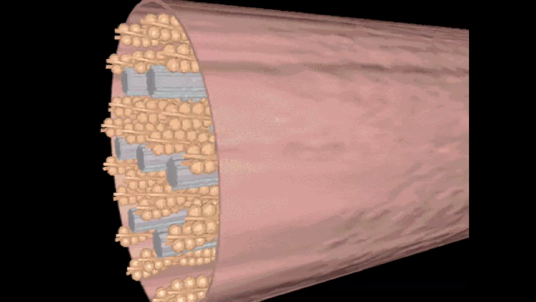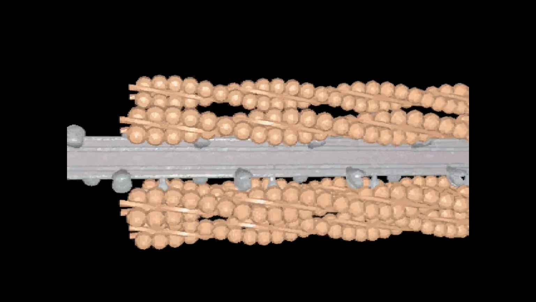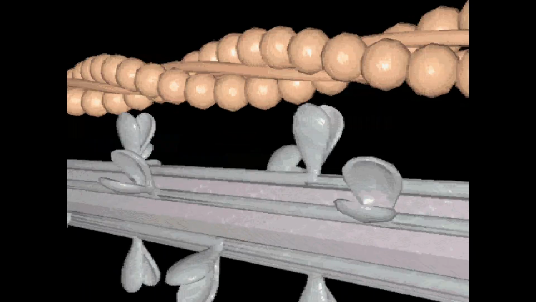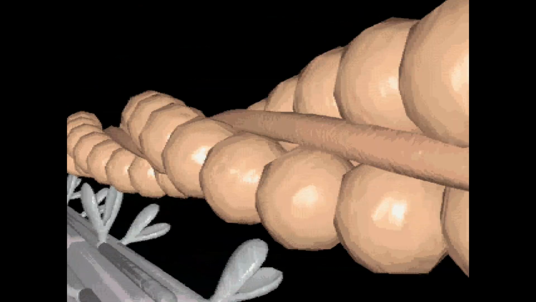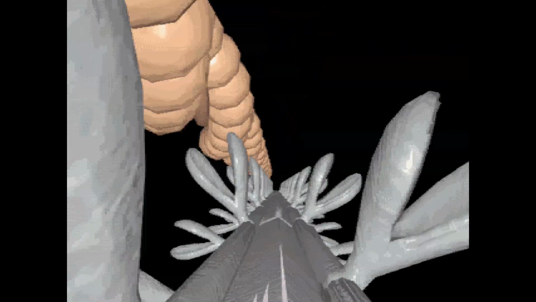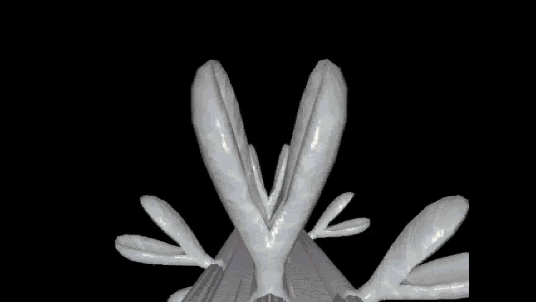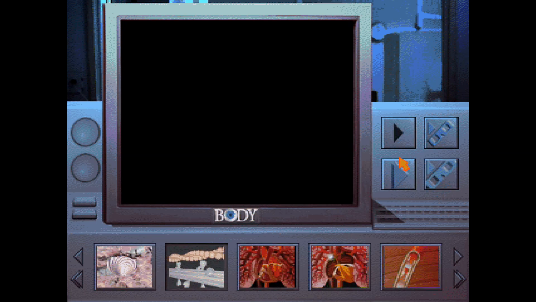Muscle cell, myofibril, actin, myosin, muscle.